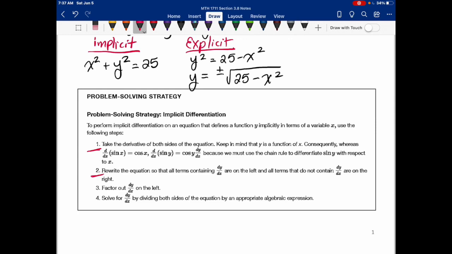The next step is you want to rewrite the equation so that all your terms that contain dy dx are on the left, and all the terms that do not contain dy dx are on the right. And that way, for step 3, you can factor out the dy dx, and then for the fourth step, you can solve for the derivative of y with respect to x by dividing both sides by what's left over when you factor. So here is our first example.